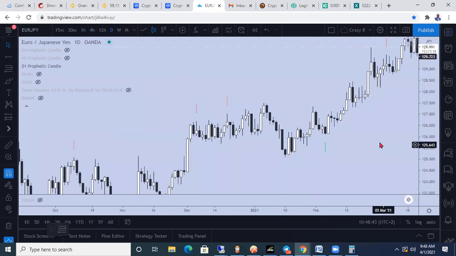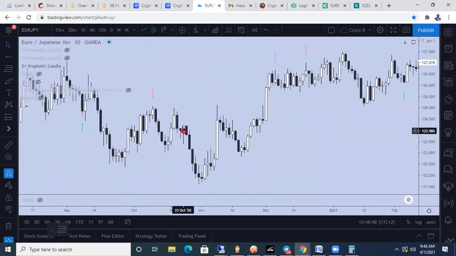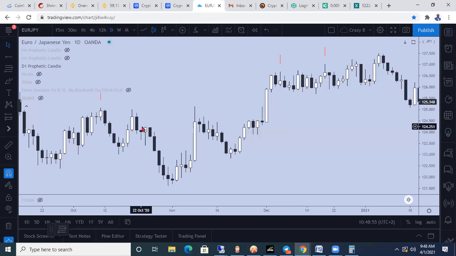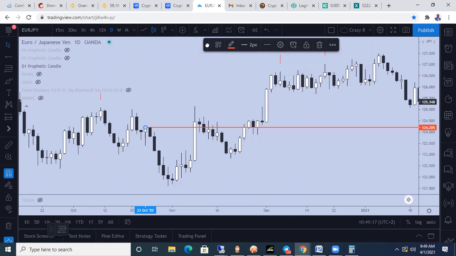Right? So let's look at this. Let's start from this bottom. So this was the last bullish candle before this low. Once price closed above that bullish candle, you invariably had a break in market structure, right? You would now be looking for price to pull back to buy, right?